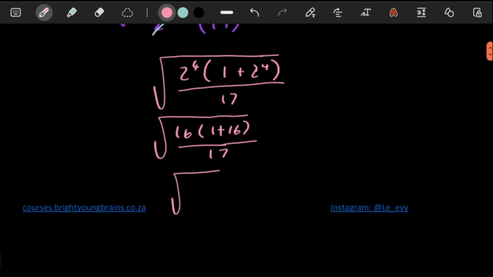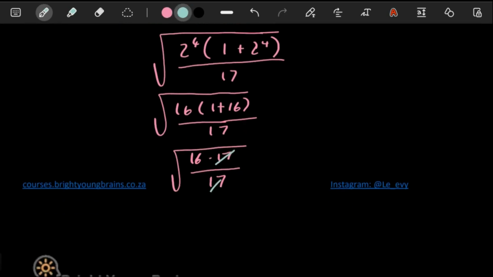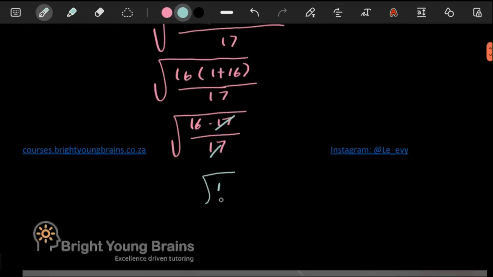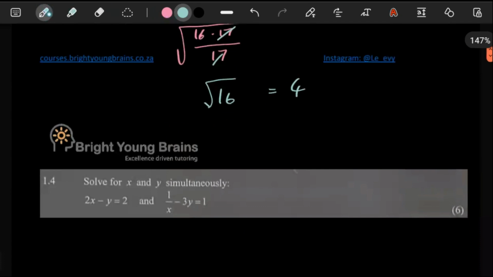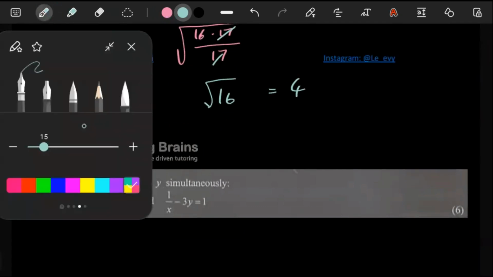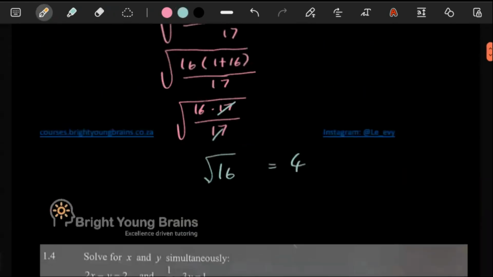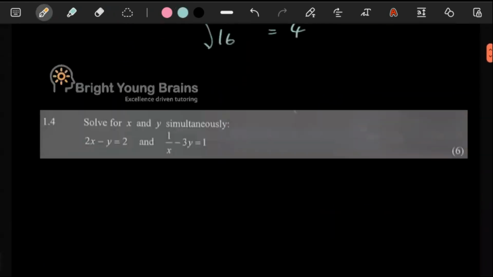So this is going to be the square root of 16 times 17. And then the 17s cancel each other out, and then we have the square root of 16, which is equal to 4. Nice. So you get your answers and you keep running. Well, I mean, you can double check, but I think everything is fine here. Nothing seems out of place.